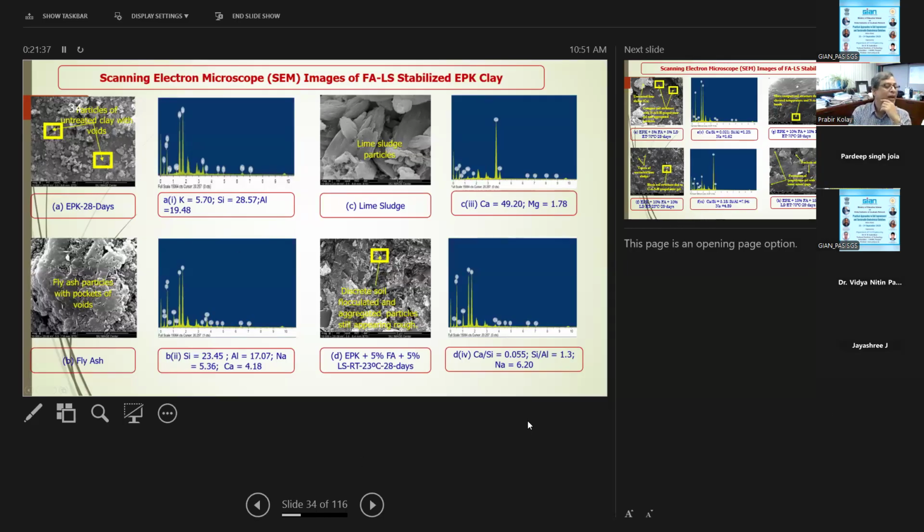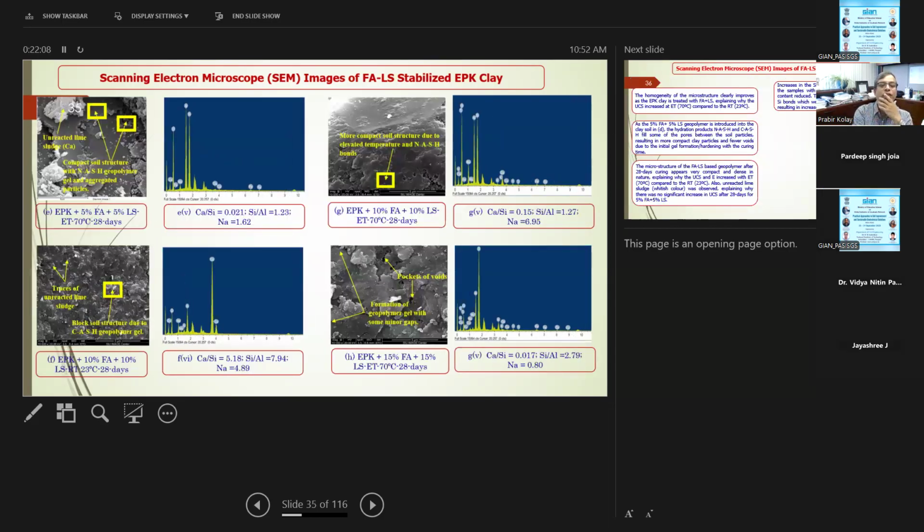So we need to calculate the silica-alumina ratio, the silica-calcium ratio, and the sodium. All these things you need to calculate. But this is EDAX, from which you can find out the different chemical compositions. It will give you an idea of how many minerals and chemicals are there, but they combine it to make 100%, so it does not give you a quantitative result, just qualitative chemical compositions.